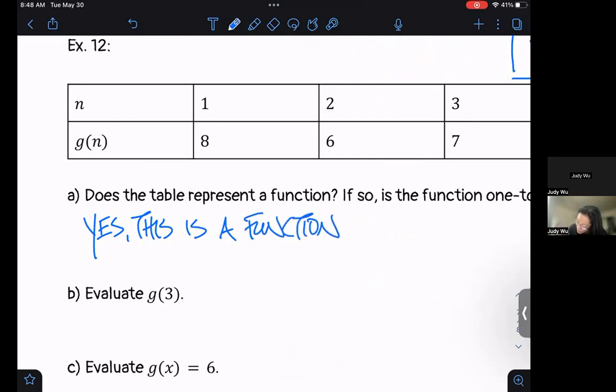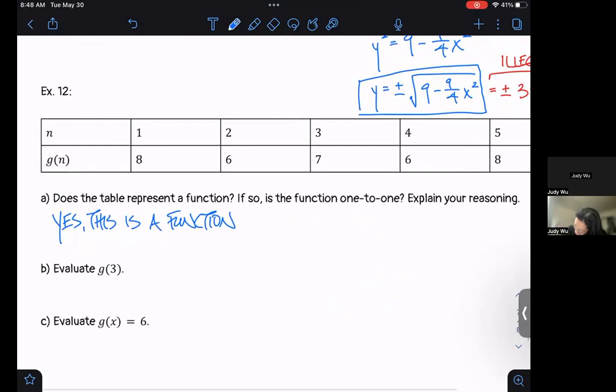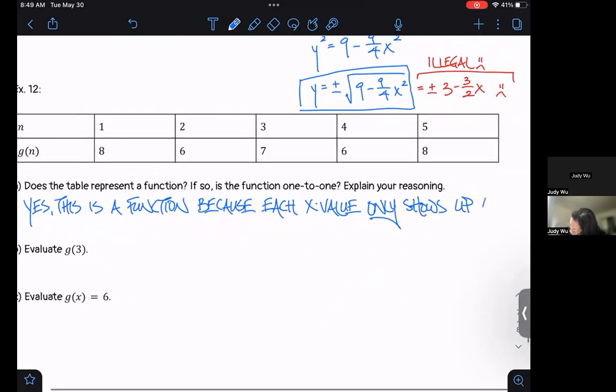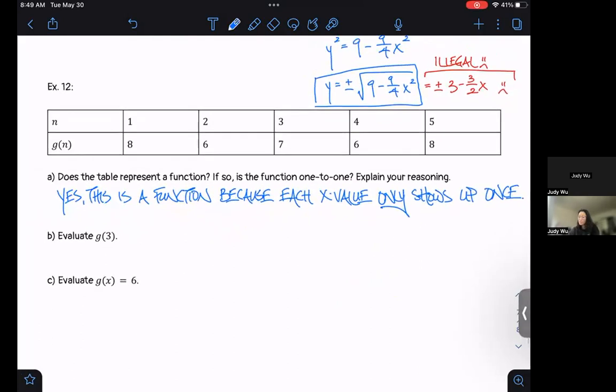And we have to explain our reasoning, right? Explain your reasoning. So because each x value only shows up once. Okay, yes, this is a function because each x value only shows up once.